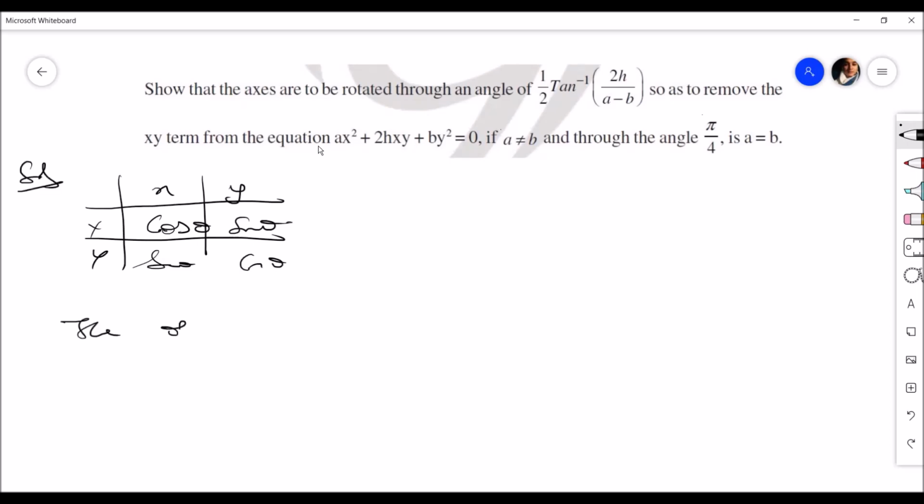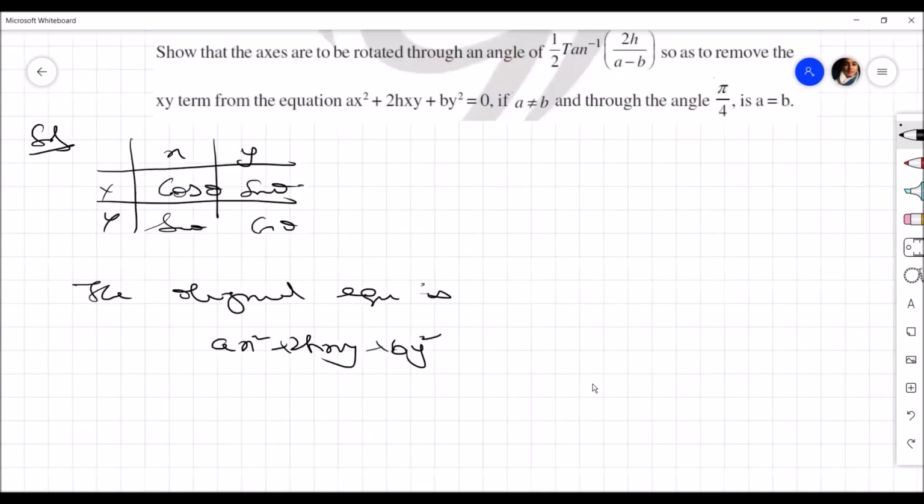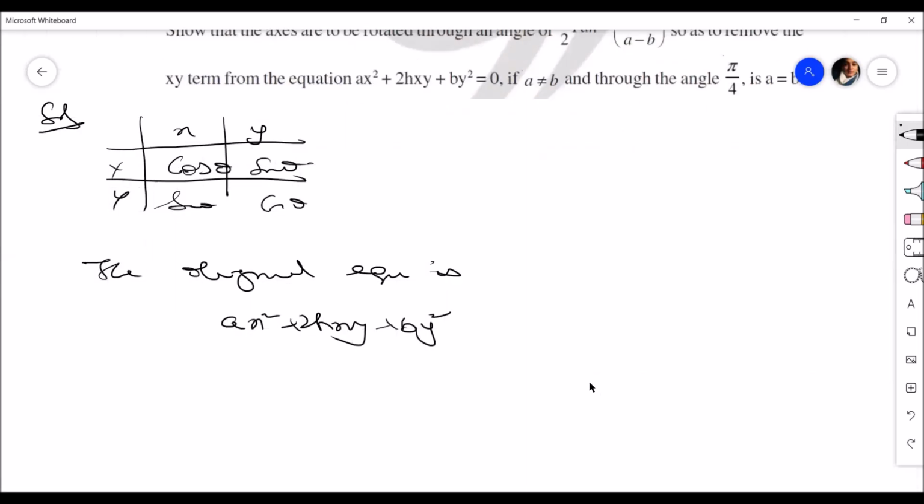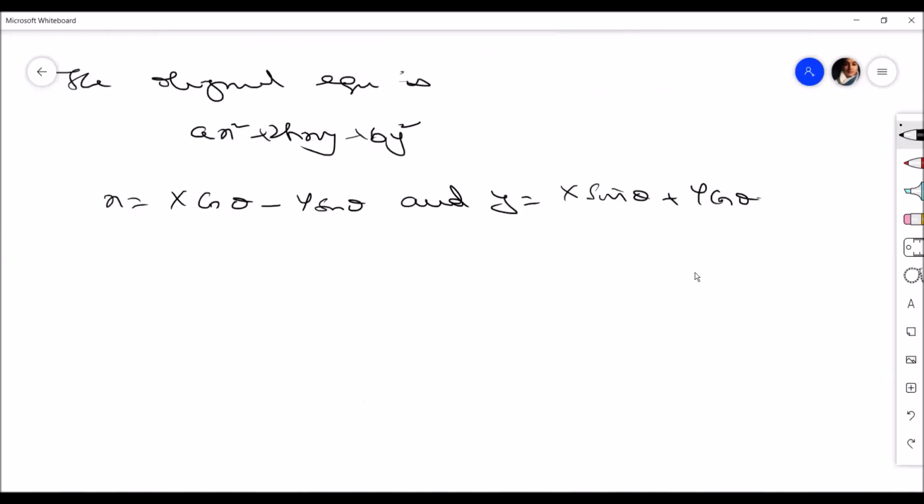So the original equation is ax square plus 2hxy plus by square. In order to convert that into the transformed equation, I should be substituting small x and small y. So small x is equal to capital X cos theta minus capital Y sin theta, and small y is equal to capital X sin theta plus capital Y cos theta. So these two I'll replace in this equation.